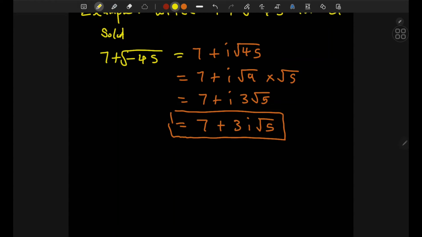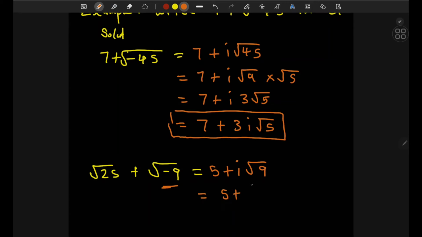So let's just have another example for a better understanding. Let's say we need to write square root of 25 plus the square root of negative 9 in standard form. So for this one, the square root of 25 is 5 plus, so we need to break down the square root of negative 9 here. So the negative 1 is i, then we remain with the square root of 9, and this is 5 plus, square root of 9 is 3, so we have 3i, and this is in standard form. We're done.